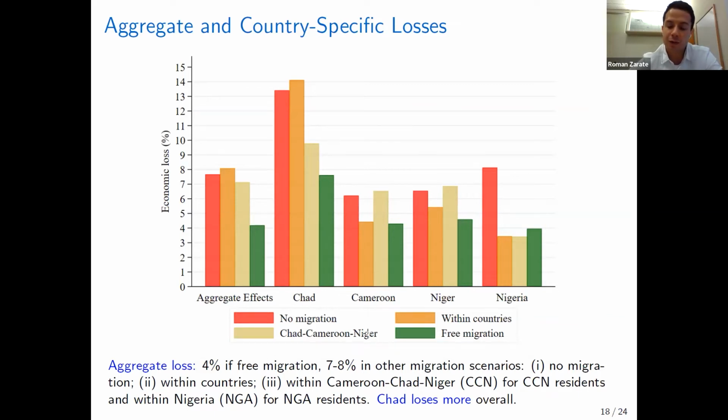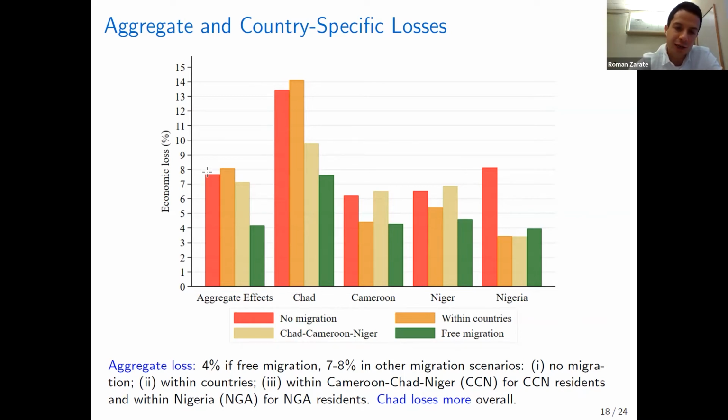So these are the aggregate losses that we find for the lake for different migration scenarios. We're going to consider 4 different migration scenarios. The first one is a migration scenario in which there is no migration, so people have to stay in the location in which they live. The second one is a scenario in which people can move across locations, but those locations need to be within each country. The third scenario is one in which people can migrate between Chad, Cameroon, and Niger, because these are the poorest countries relative to Nigeria. And then there is a fourth scenario in which there is completely free migration and people can move freely across the 4 different countries.